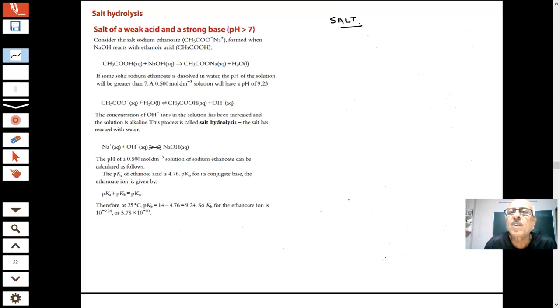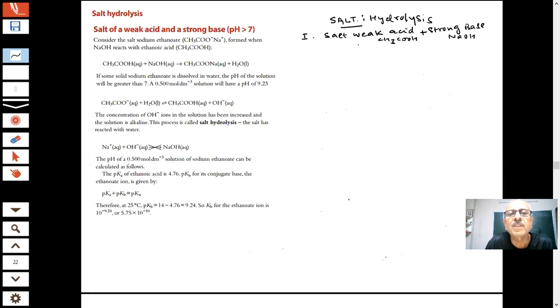So we are talking about salt hydrolysis. First of all, we are taking the salt of a weak acid, which is, supposing, acetic acid, and a strong base. The strong base is NaOH. Okay?